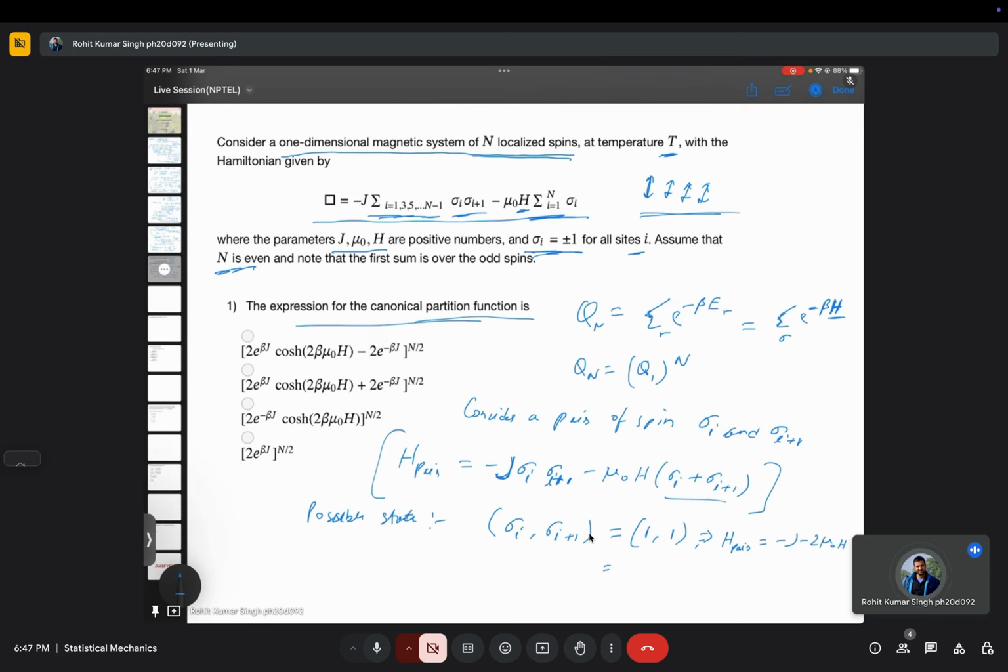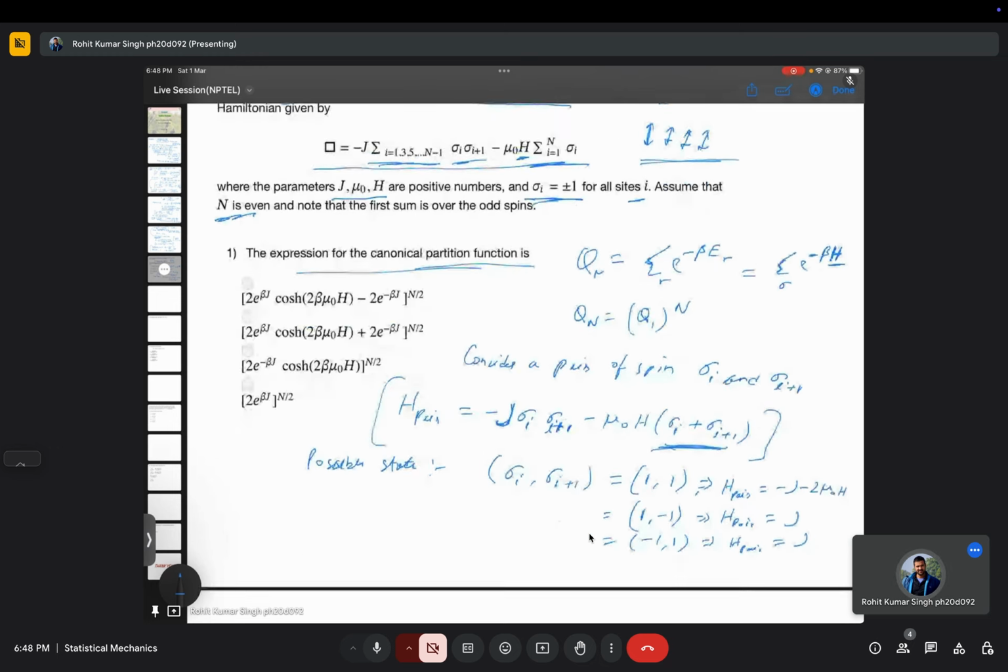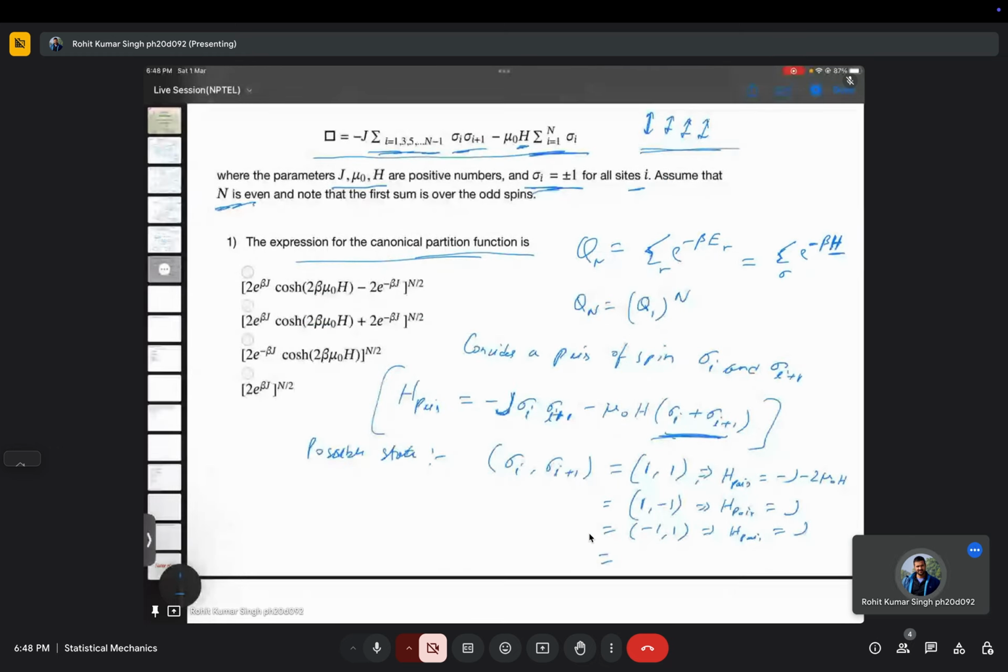Or they can be plus 1 and minus 1. In this case, the Hamiltonian will be 0 then, right? And only J will remain here. Again, this could be minus 1 and the other one plus 1. In this case, again the Hamiltonian will be J only. And if both are minus 1, then in this case the Hamiltonian will be minus J, and this is plus 2 mu naught H, right?